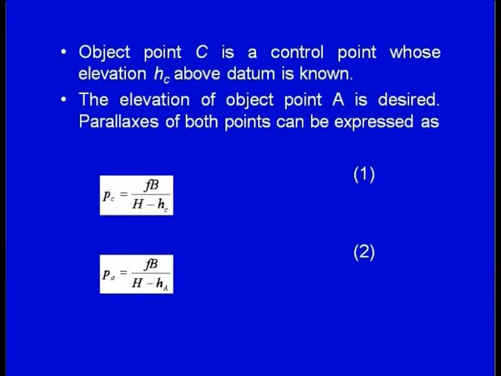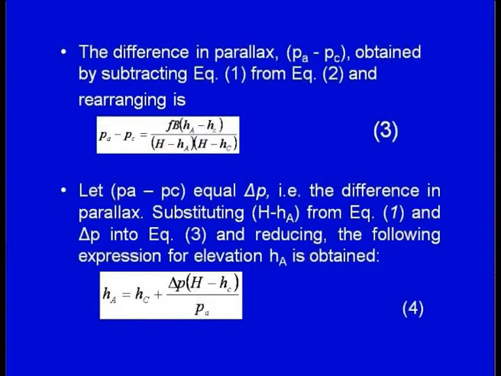Let object C be a control point whose elevation h_C above datum is known. Let there be another point A whose elevation is desired. So, the parallaxes of both the points can be expressed as P_C is equal to f multiplied by B divided by H minus h_C, and P_A is equal to f into B divided by capital H minus h_A. Now, the difference in the parallax between the points A and C can be expressed as P_A minus P_C and can be obtained by subtracting equation 1 from equation 2 and rearranging.